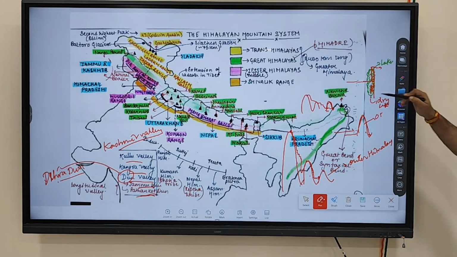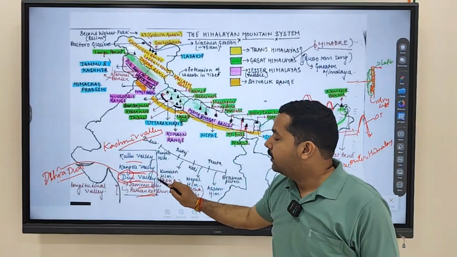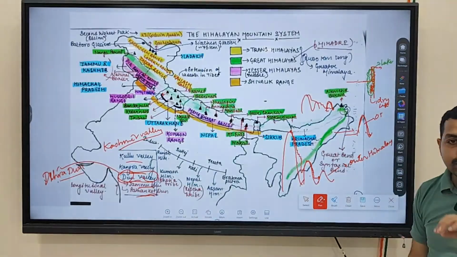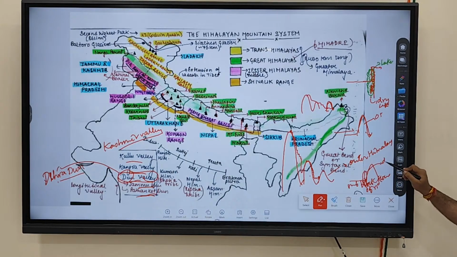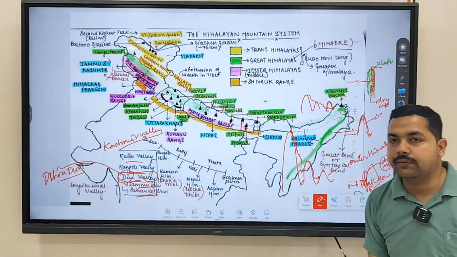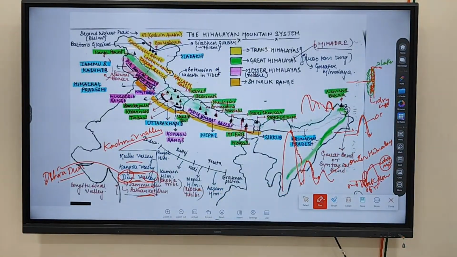Whatever material the rivers have deposited will remain over here, and this forms which type of valley? Dune valley. So how are dunes formed? When a mountain blocks the flow of rivers, the rivers will spread and form a lake, and when this lake dries up, it forms a dune valley. So what is a dune?